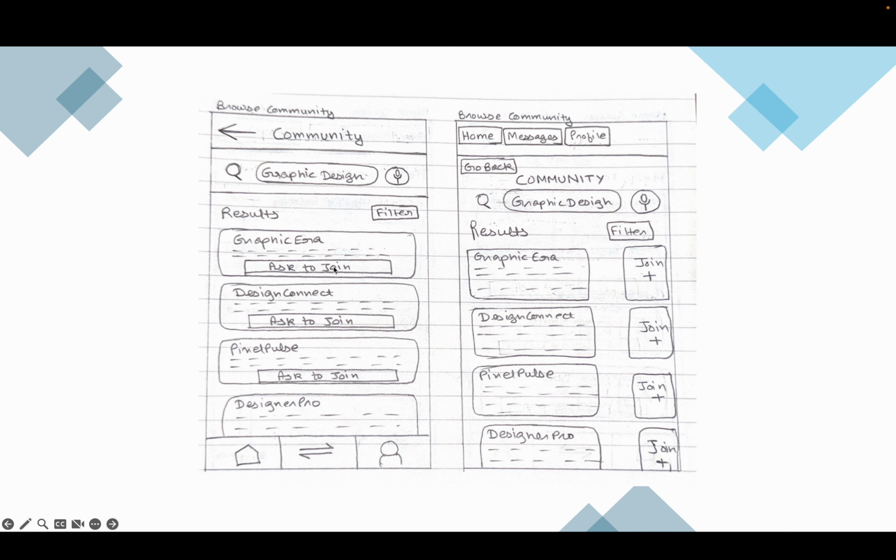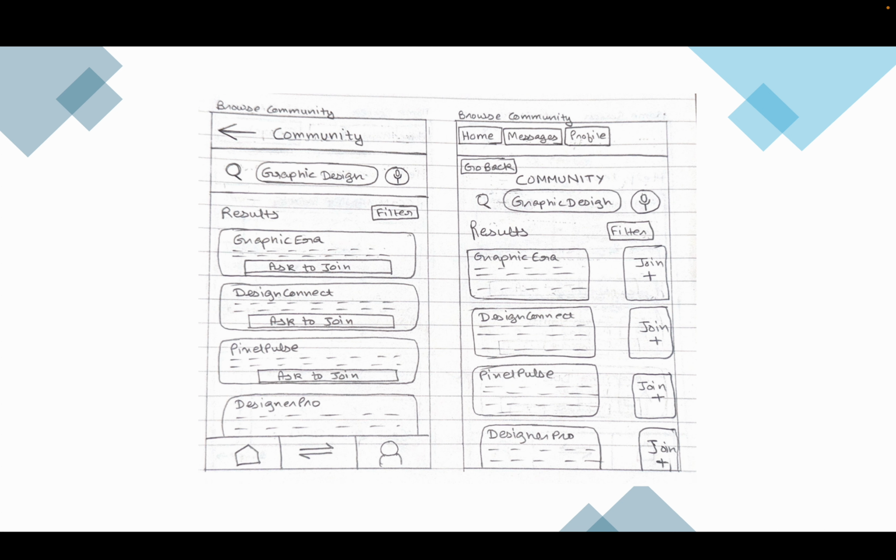In the second browse community UI, the navigation bar is at the top, integrating home, messages, and profile options, along with a go back button, search bar, and filter option. This placement unifies navigation and search functionalities, creating a cohesive header area. The results section includes a more prominent join button next to each community name, enhancing visibility and interaction.